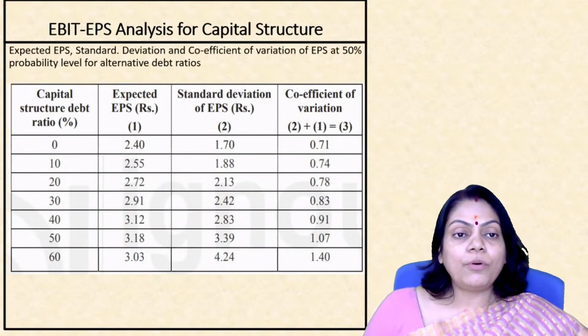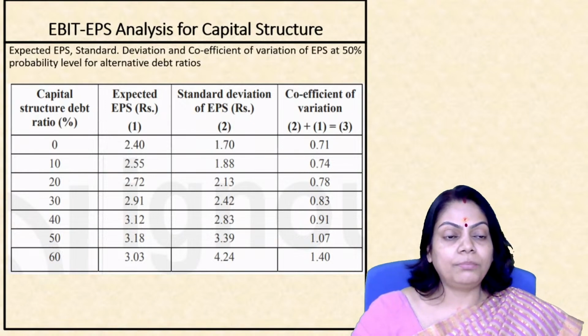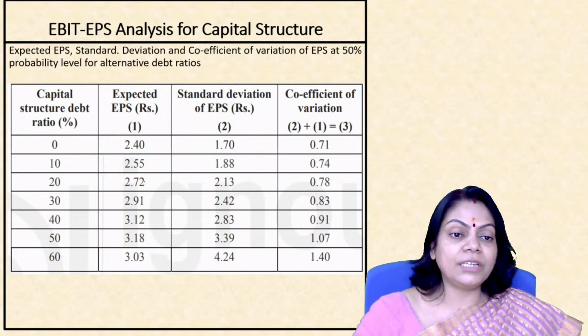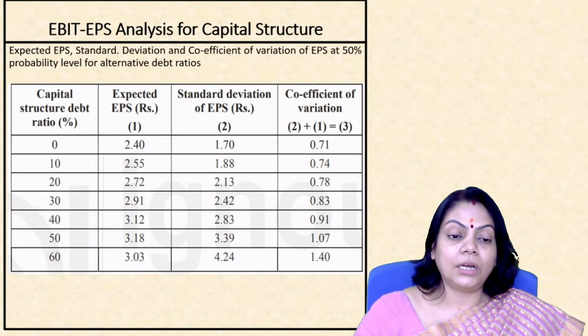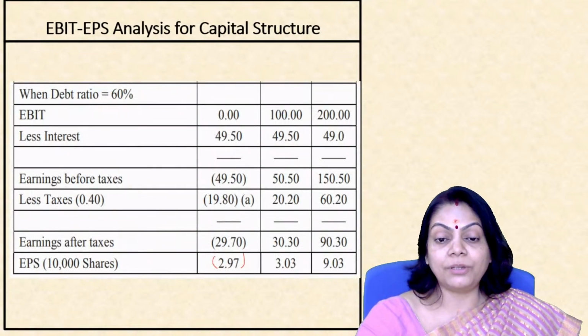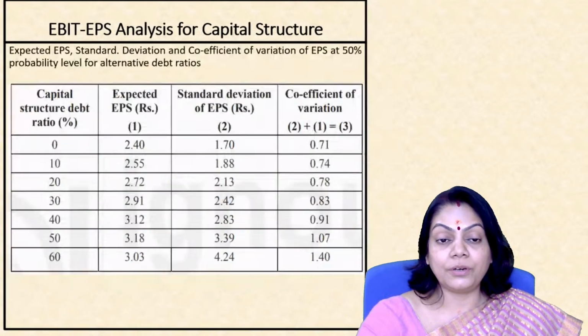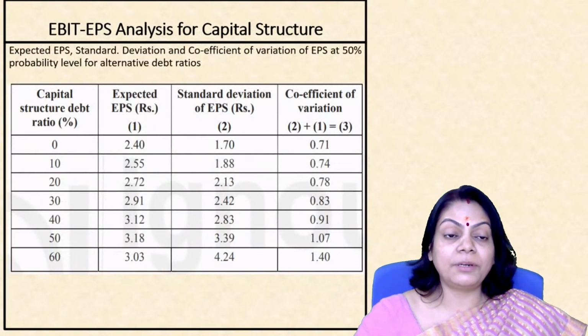Now let us talk about the EBIT-EPS analysis of your capital structure. What we have done is, here we picked up the capital structure, the seven financing plans I have put in the left hand corner, and I have picked up the expected EPS. I picked these from this table, 3.03 and 2.91, these expected EPS.